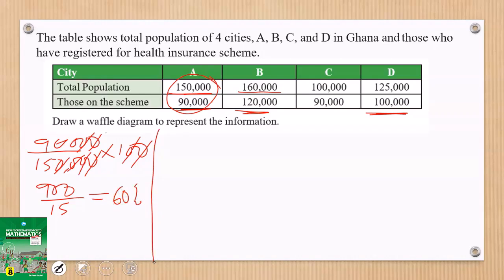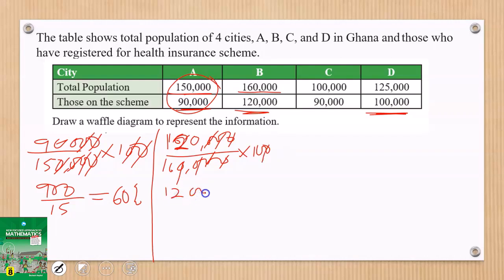Then we pick the second city, which is city B. 120,000 over 160,000 times 100. Then again, we can cancel the zeros. So we have 1,200 divided by 16. And when you have 1,200 divided by 16, that will give us 75%.